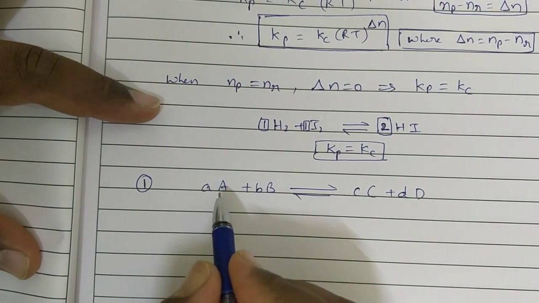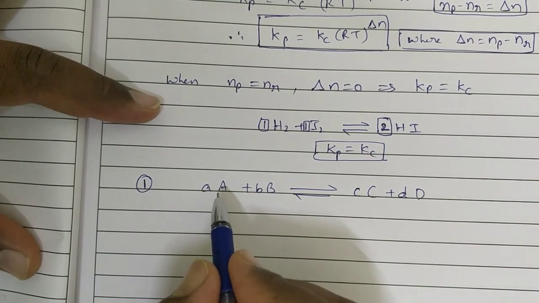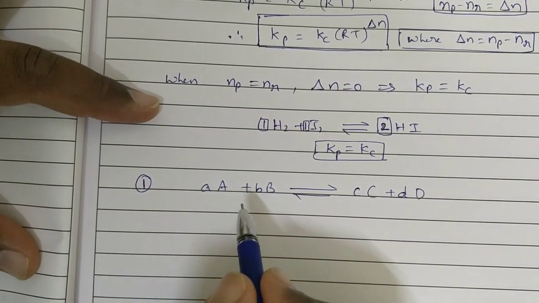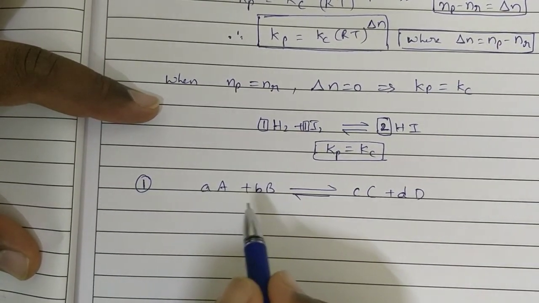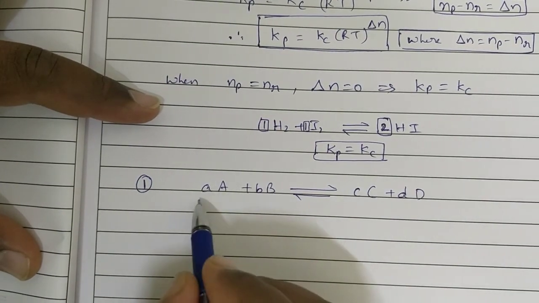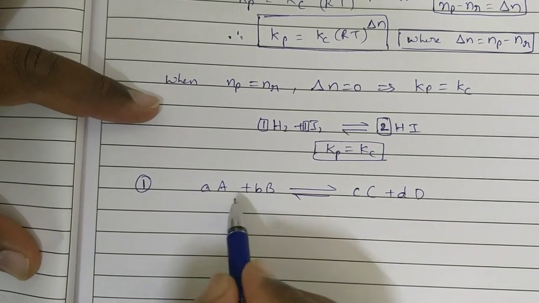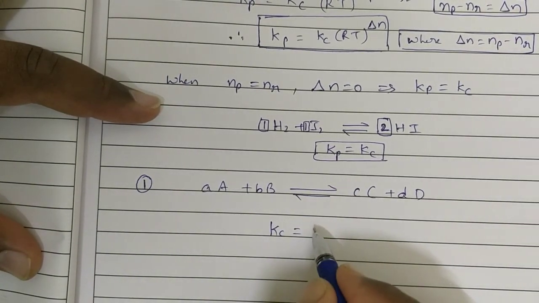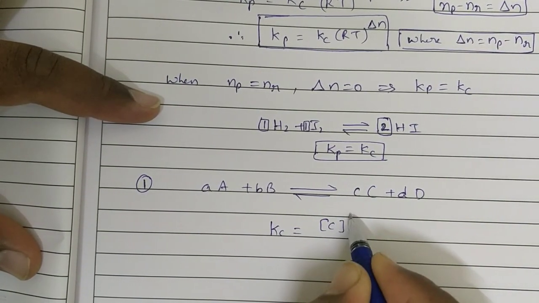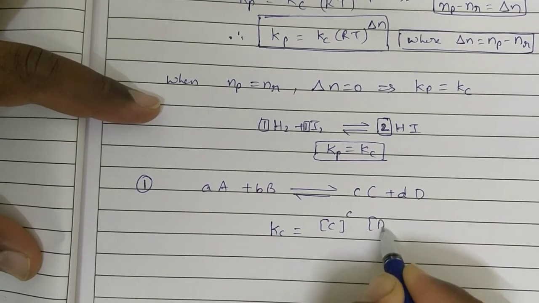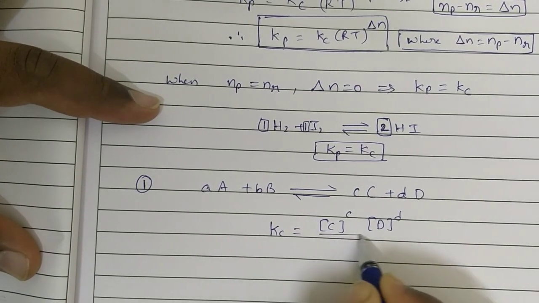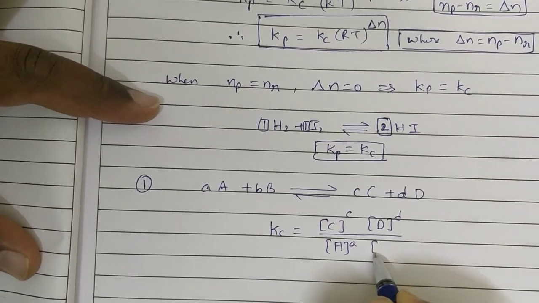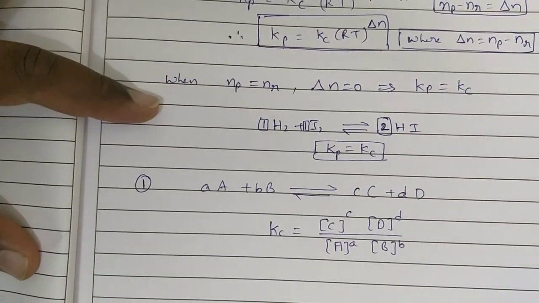Already we told that equilibrium can be attained from both the directions. By taking reactants initially or by taking products initially, we can obtain equilibrium. So this is the equation we got by taking reactants initially. For this, what is the Kc value? Kc is equal to concentration of C power c into concentration of D power d divided by concentration of A power a into concentration of B power b.